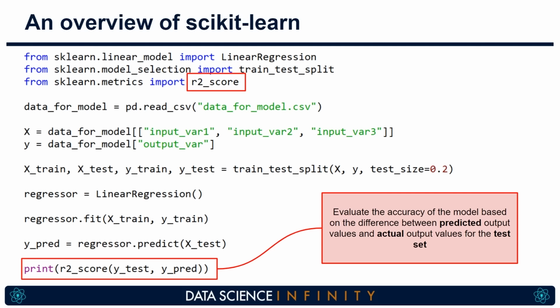Just to be super clear, we have used the model to predict the output variables for the test set, and we're then comparing those to the actual output values. In the code example here, we are calculating the R² metric using the functionality that we imported at the top of the code. This will give us a value between 0 and 1 that tells us how accurately our model is predicting the values for the test set.